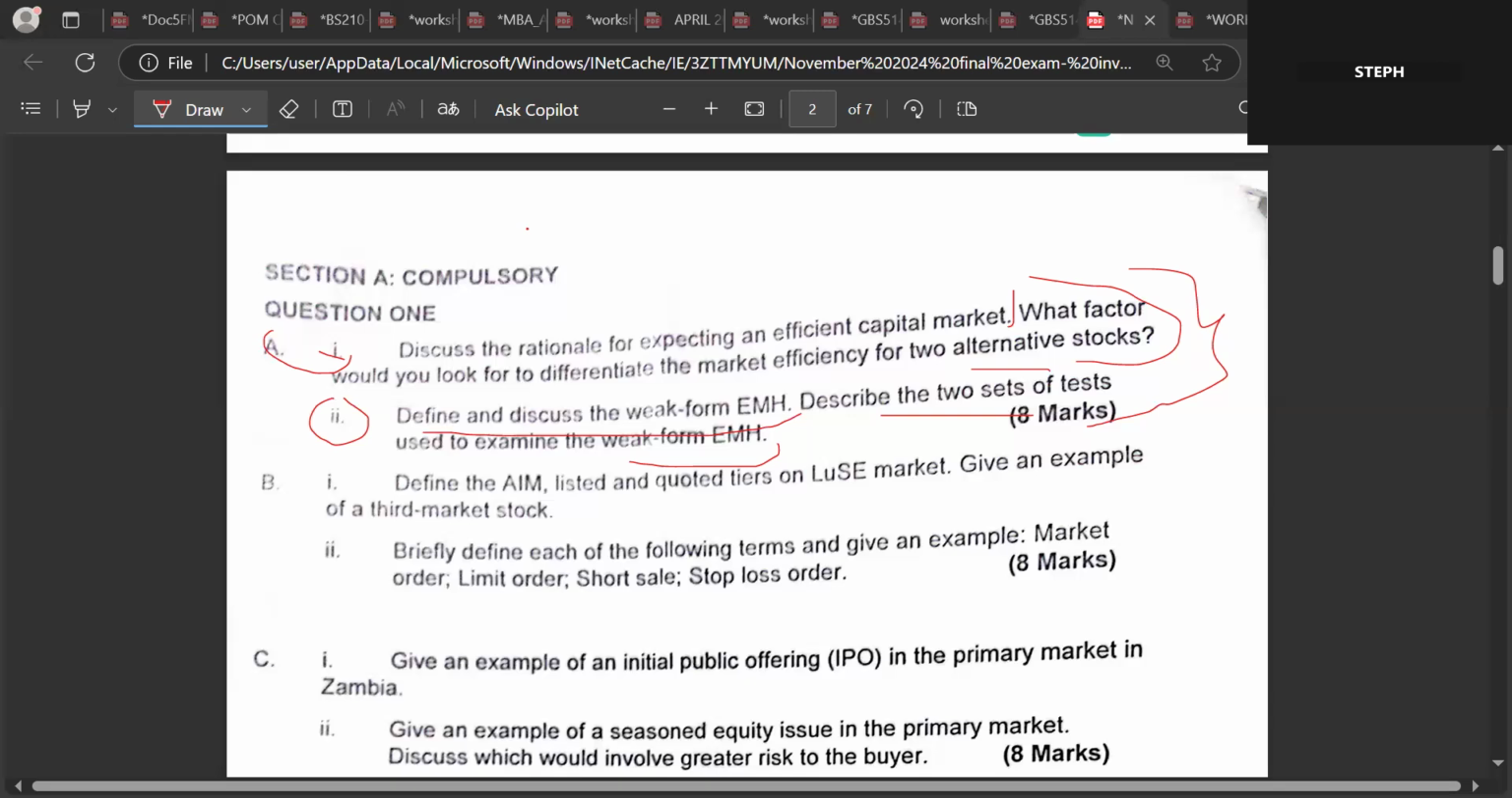So we've tackled the first part of this question, right? We tackled discussing the rationale behind this. Now, what factors would help you differentiate the market efficiency between two alternative stocks?